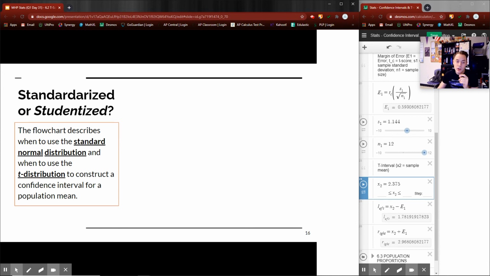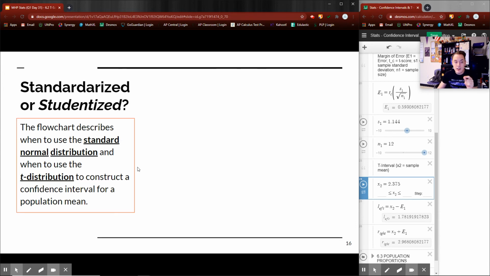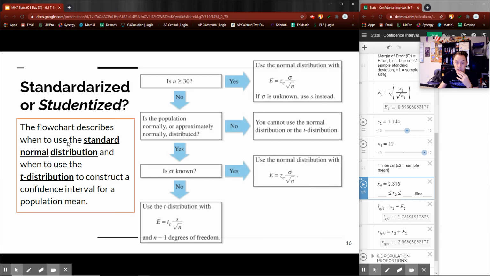Fantastic. So the flow chart right here will describe when to use the standard normal distribution, so the z-score, the 6.1, and when to use the t distribution, the 6.2. So 6.1 is your z-scores or your standardized normal distribution, and your t distribution is 6.2 when you construct a confidence interval for a population mean. So if n is greater than 30, you're going to ask, is n greater than 30? If you say yes, then you're going to use the normal distribution with this formula.